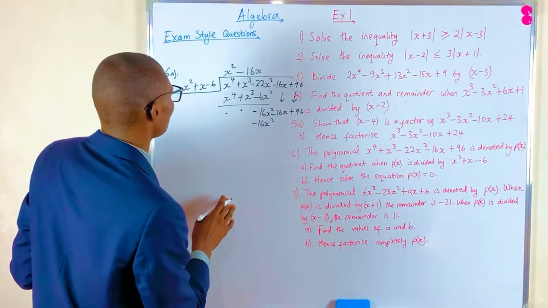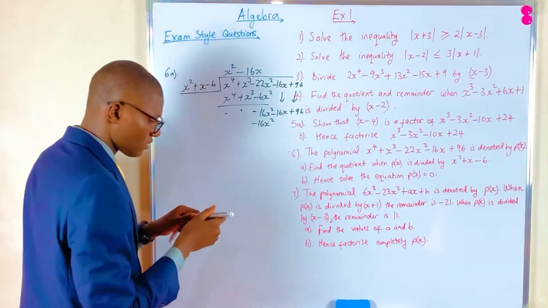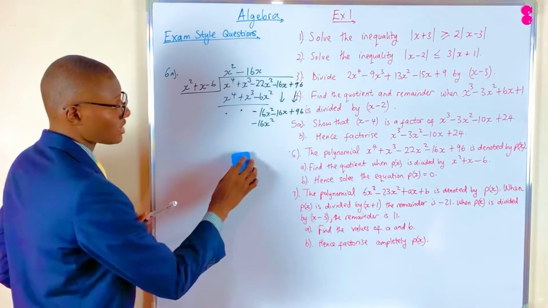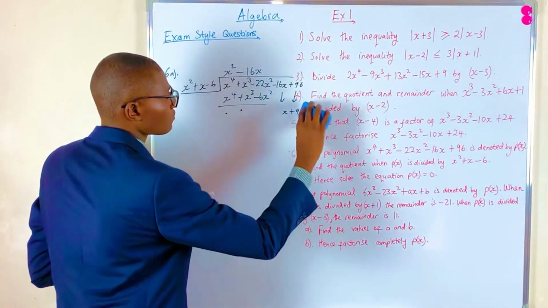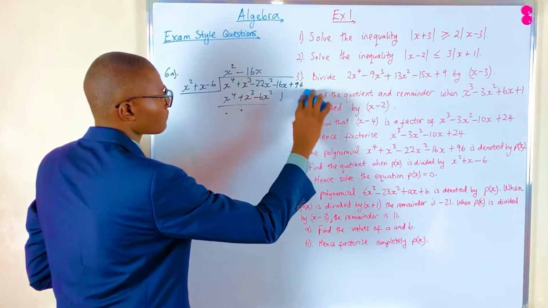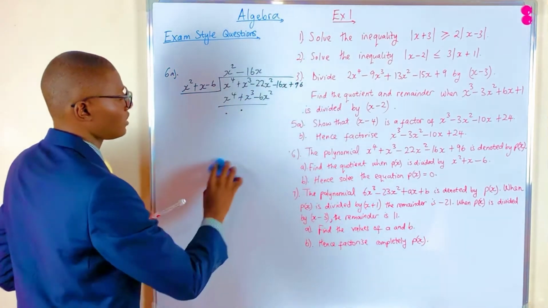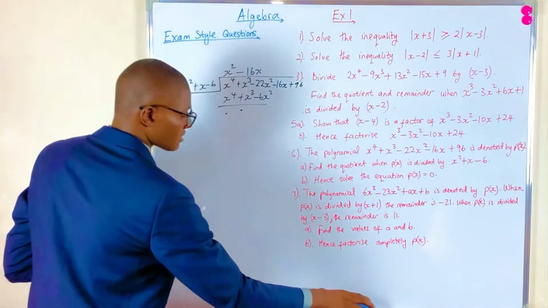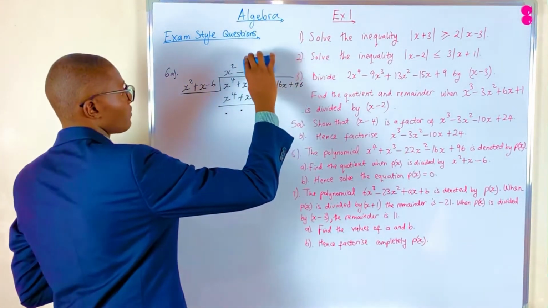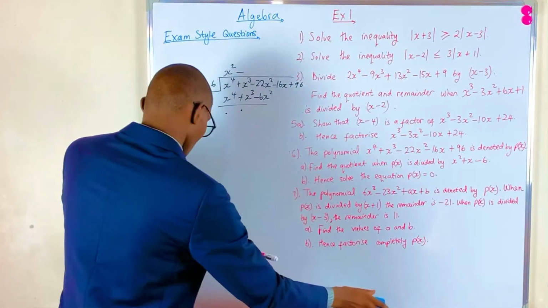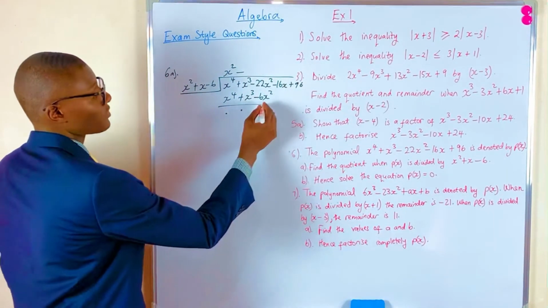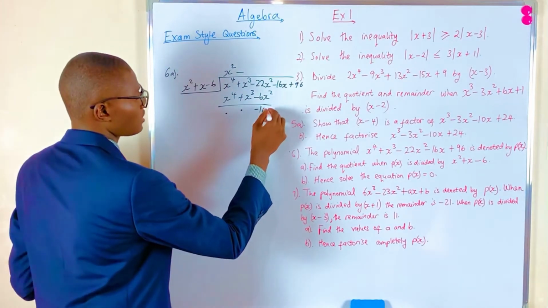Sorry, what did I do here? Let me make a slight correction here. So from here, right? From here, if we make the subtraction, yeah. So let me erase this part. Okay, so here if we subtract, we get minus 16x squared.